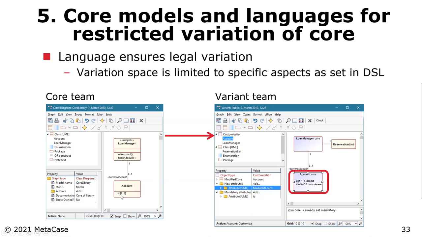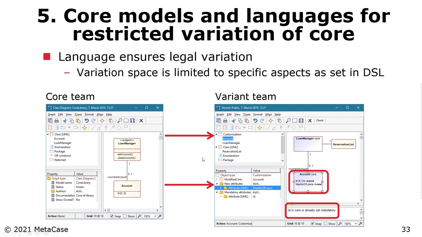But if the core team has already said that it is mandatory, then the tool and the language can show that, look, ID in core is already set to mandatory, so this kind of change that you have been doing here does not make any sense. The domain-specific language now restricts better what kind of changes you can do. For instance, maybe you cannot take anything away. You cannot remove the attributes, but you can only change some of the properties. So the domain-specific language says what changes variation teams can make in the core models. That's the purpose.